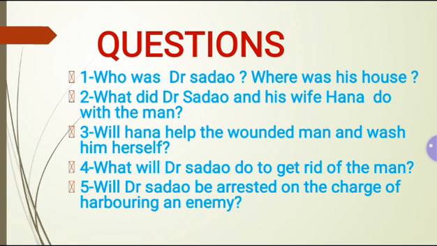So next, question number 5. Will Dr. Sadao be arrested on the charge of harboring an enemy? So here Dr. Sadao knew that if they sheltered a white man in their house, they would definitely be arrested. The wounded white man was a prisoner of war. He had escaped with a bullet on his back. Since Japan and America were at war, he would become a traitor to Japan for harboring an enemy. If anyone complained against Dr. Sadao and accused him of harboring an enemy, he could simply be arrested.